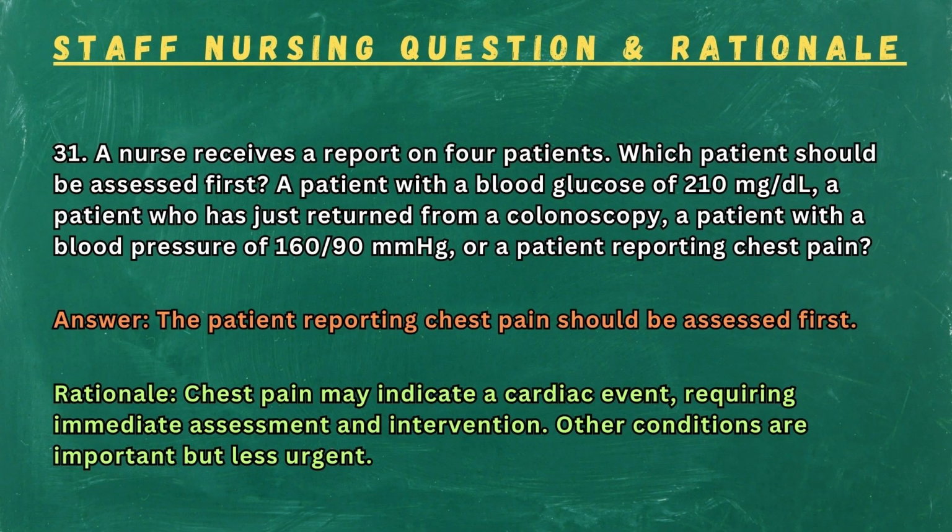31st. A nurse receives a report on 4 patients. Which patient should be assessed first? A patient with a blood glucose of 210 milligrams per deciliter, a patient who has just returned from a colonoscopy, a patient with a blood pressure of 160 over 90 millimeters of mercury, or a patient reporting chest pain? Answer: the patient reporting chest pain should be assessed first. Rationale: chest pain may indicate a cardiac event requiring immediate assessment and intervention. Other conditions are important, but less urgent.